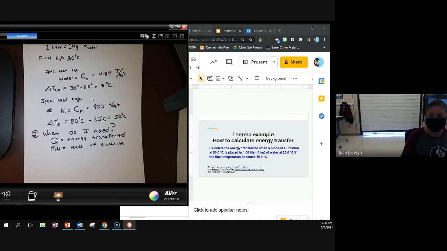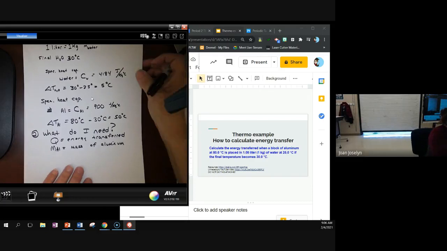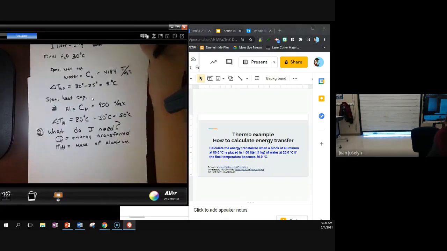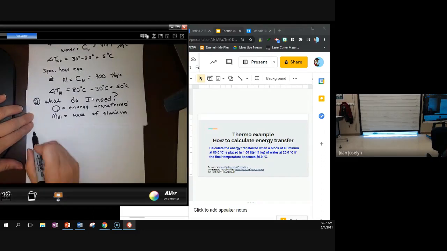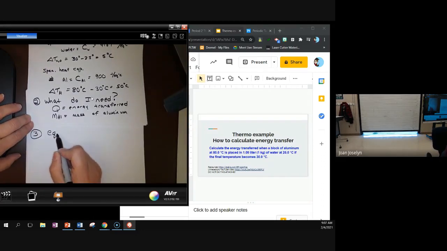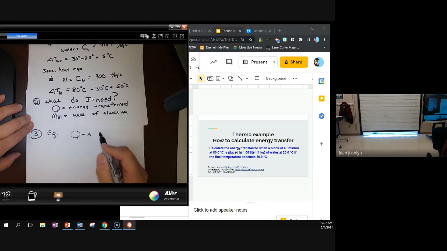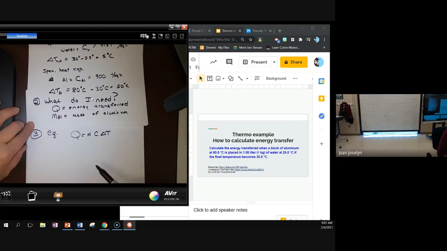So that brings us to our next part. What equations do we need? So if you're still struggling there, 3 equations. What do we need? We're going to use Q. So that's mass times specific heat times change in temp. We're going to do that for both water and aluminum because there's 2 materials.